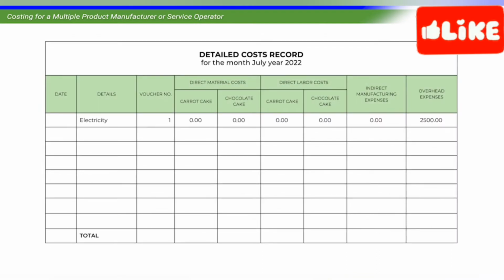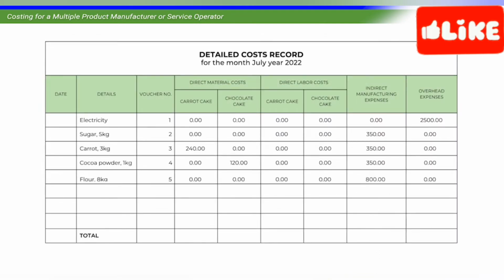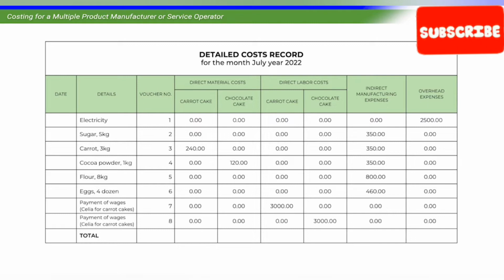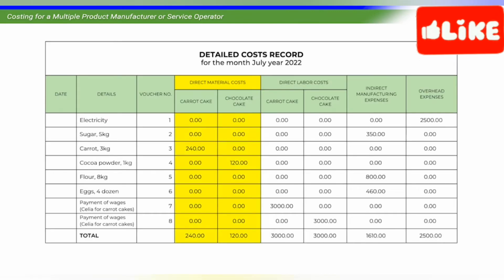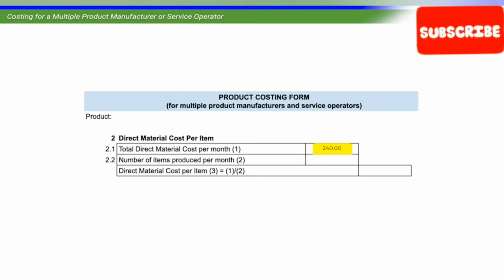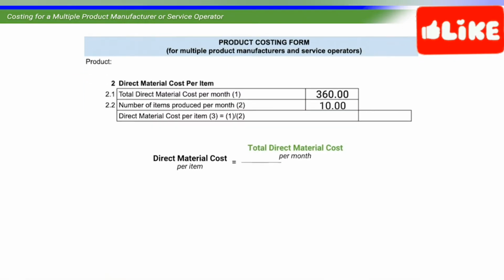For this example, we will follow the costing for Cakesies, a bakery that sells carrot cakes and chocolate cakes. First, record all expenses in the detailed costs record, also provided in this subtopic. Then, calculate the direct material cost per item. To do this, divide the total direct material cost per month, which you can get from your detailed costs record, by the number of items that you have produced per month.